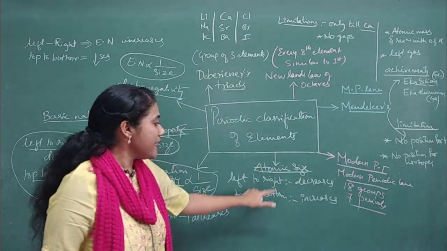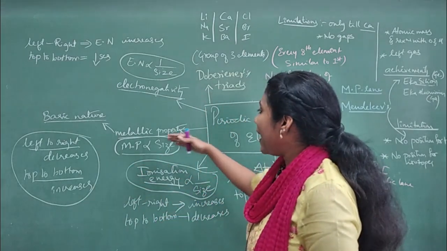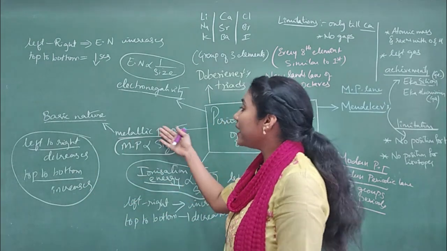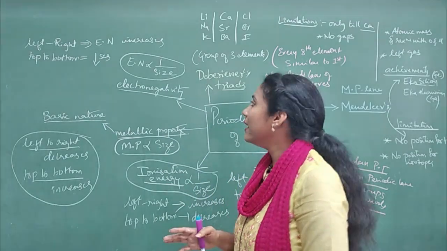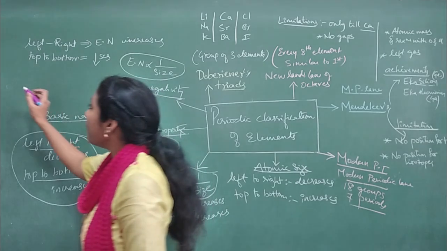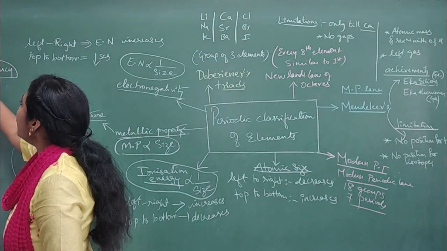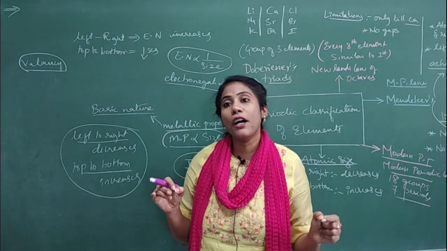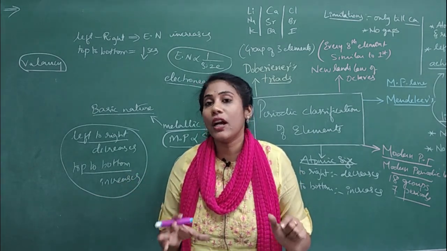And atomic size, what happens? Ionization means what? What will happen? Metallic character means what? What will happen from left to right and top to bottom? Similarly, non-metallic character, which is exactly opposite to metallic property. And later, electronegativity. And you have something about valency. So what do you mean by valency here? Valency is nothing but the number of electrons lost or gained during a chemical reaction.